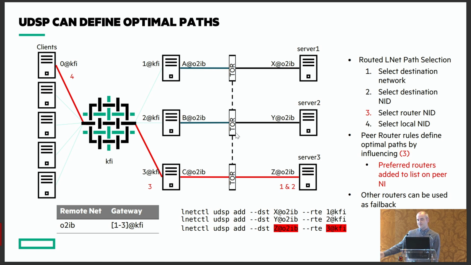And so this gives us the optimal paths that we want, but the other benefit is, all of the routers are still available to the clients. We haven't restricted them. We have the simple route table, right? They can use any of the routers. So if this 3 at KFI fails, then the clients can just seamlessly fail over to the other LNet routers. And it's arguably a simpler way to place a configuration compared to something like FGR, which can get very complicated.